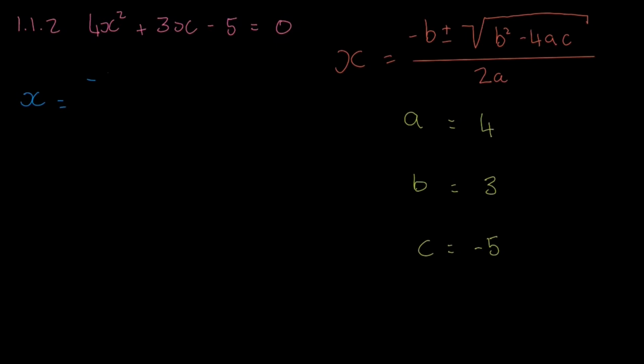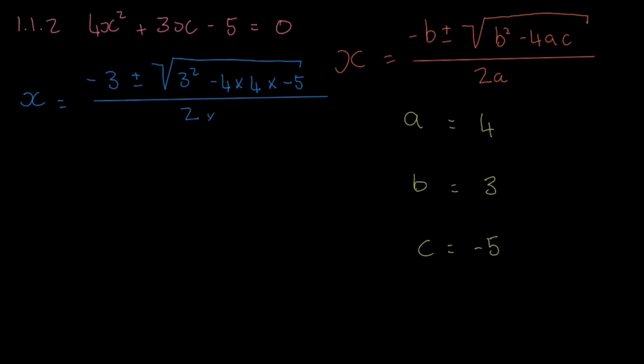B is actually equal to 3 plus minus the square root of b squared, which is 3 squared, minus 4 times a, which is 4, times c, which is negative 5, and this is all over 2 times a, which is 4. So like the first question, you are going to have two different answers because of this plus minus sign over there, and you're going to have an answer for when you take the positive, and an answer for when you take the negative.